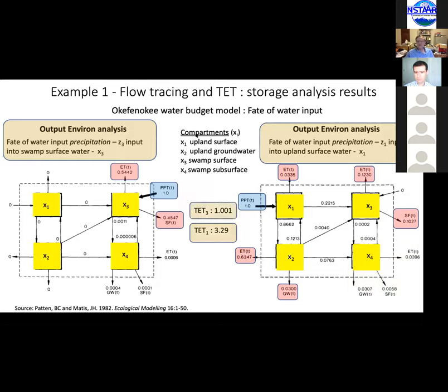So if we compare this overall picture, we can see that what environ analysis has been able to tell us is that there are big consequences depending on where this input comes into the system, in terms of how this unit of input moves around the extended path structure of this system until it's dissipated. You notice that when it comes in to the swamp surface, as opposed to the uplands, much less activity is generated. Less than a third of the activity is generated. And you see that the whole model is actually activated here.